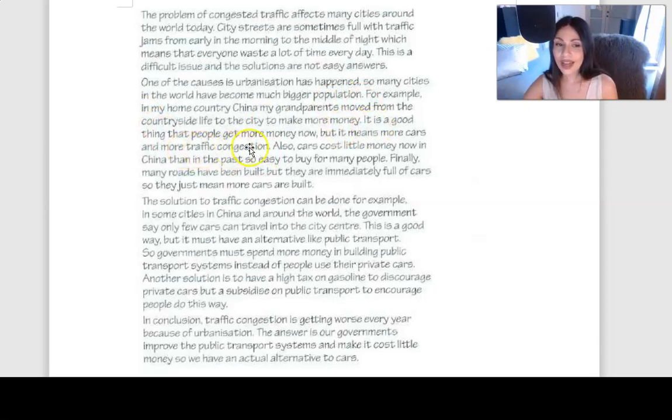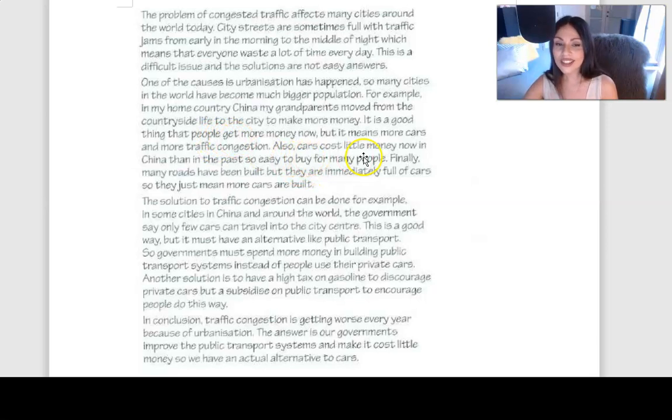"It is a good thing that people get more money now, but it means more cars and more traffic congestion." You don't get money. Money doesn't come for free. You either make money or you earn money. Those are the two verbs that could go there.